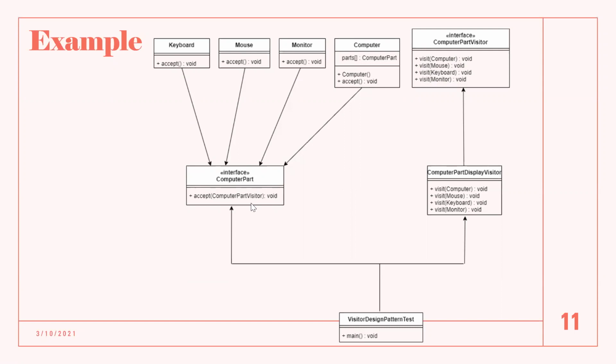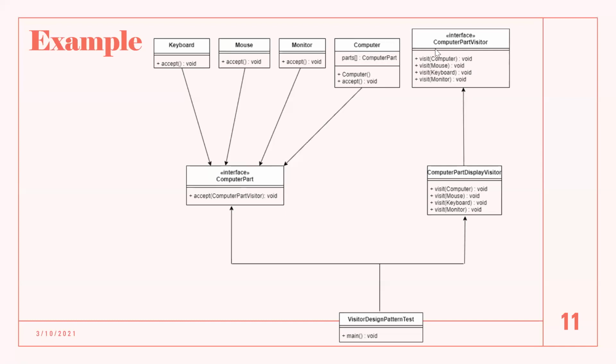is our visitor class. Keyboard, mouse, monitor, and computer are the implementing classes of our interface, which give the implementation of the accept method according to their needs. Whatever they need, they can specify in these methods. We have made this computer class. We have integrated all these objects into an array in this implementing class, so that we need to call only this class.